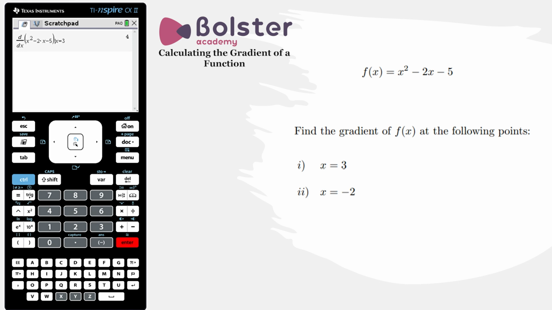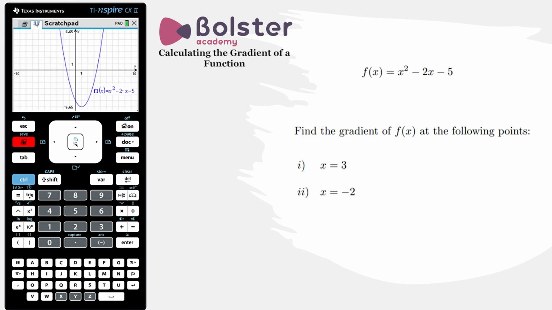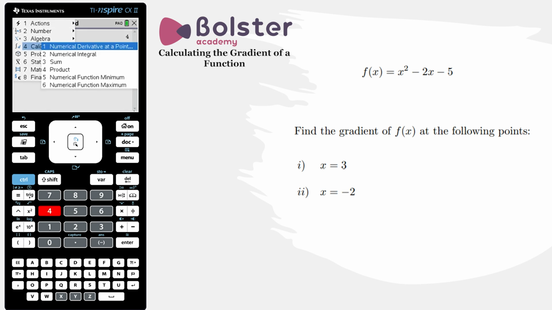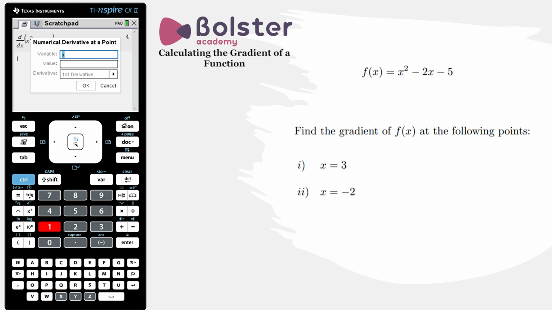Finally, another little nice thing to know about is we can actually call functions that we already have input into the calculator. So for example, if we go back to our graphical display, we already have f1 of x input here from the previous video. So if we come back to our numerical scratchpad, we can do the same thing again. We can say menu, option number 4, calculus, option number 1, numerical derivative. Again, we're going to have x as our variable. We're going to have our value at x equals 3, and we want it to be a first derivative.